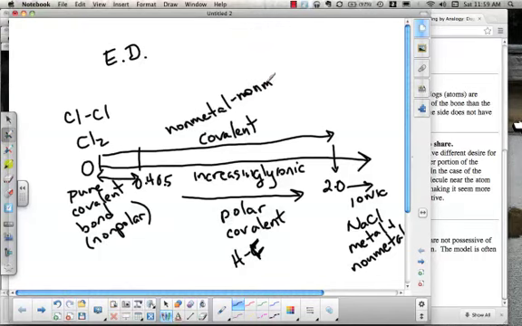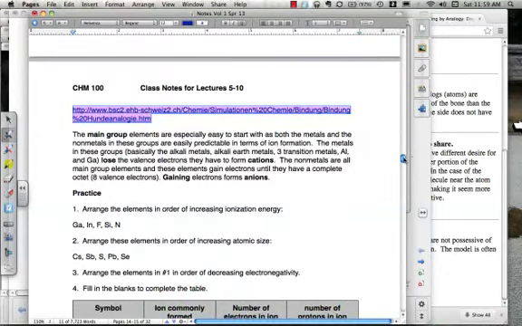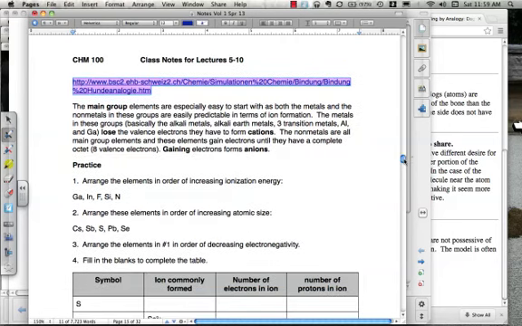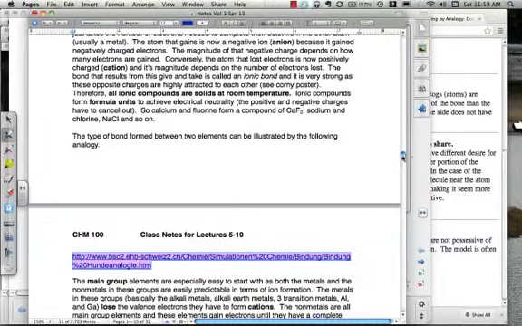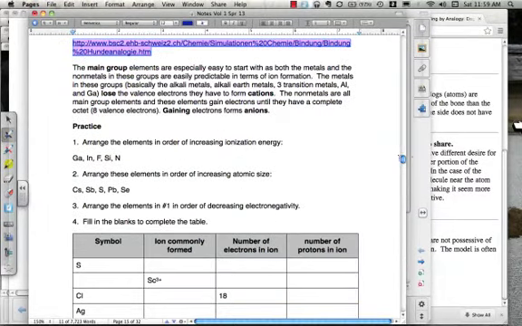Okay, so those are going to be our way of taking electronegativity and subtracting to make a judgment call about what type of bonding you have. So electronegativity is really important in terms of being able to predict. All right, so we're going to move into ionic bonding and predicting formulas and so on.